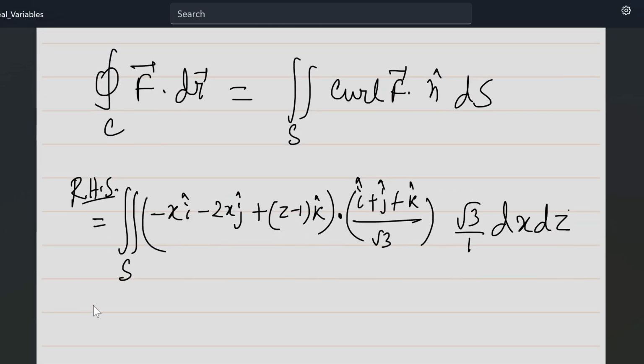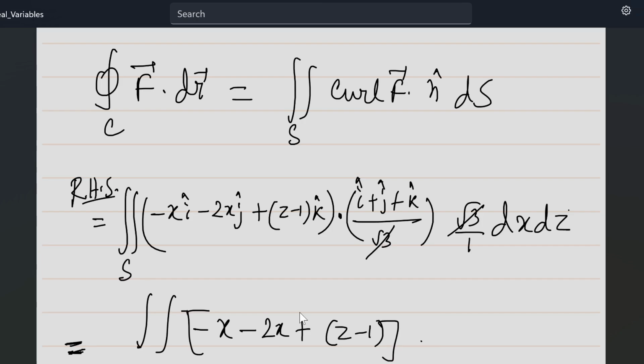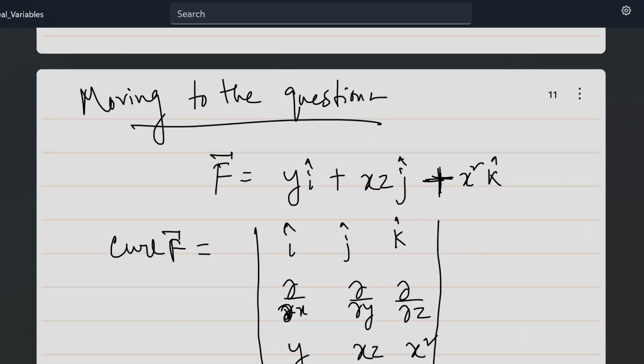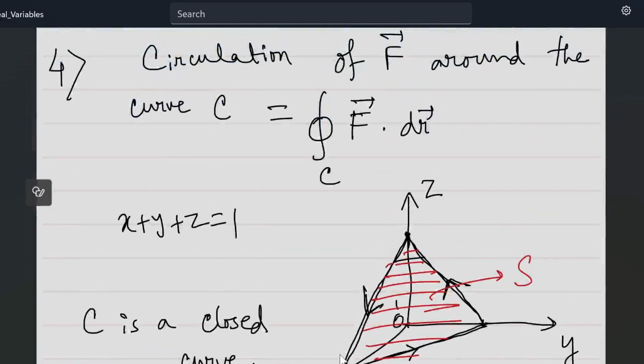Up to this, now you have to put the limit carefully. That is the most important thing of the whole course, finding the limit. So root 3 cancels out, and i dot i is 1, so it is minus x, j dot j is 1, and k dot k is 1. So this is into dx dz. Now what is the limit? That is the question. Now you tell me what is the limit for z and x. This is your graph.